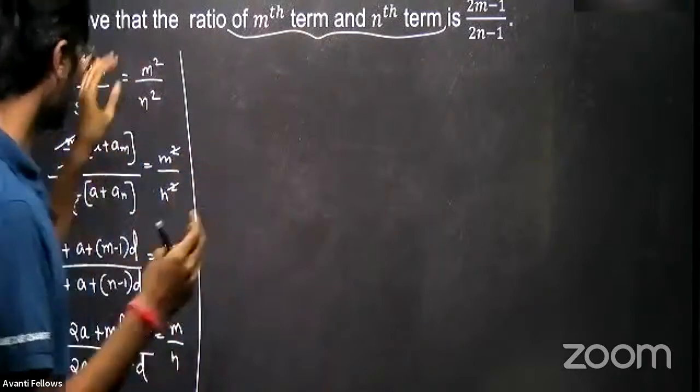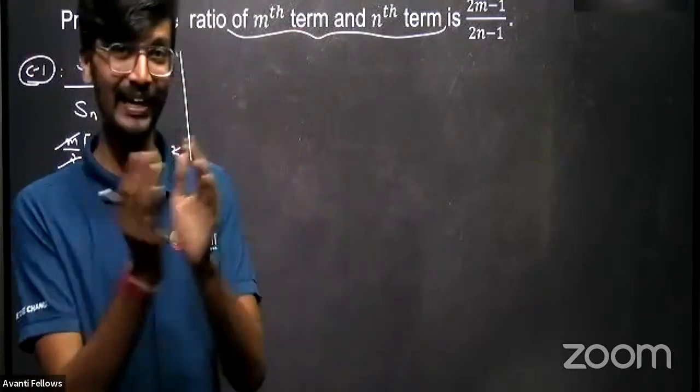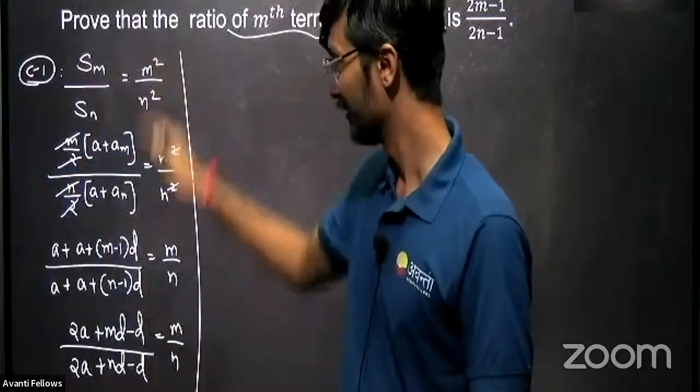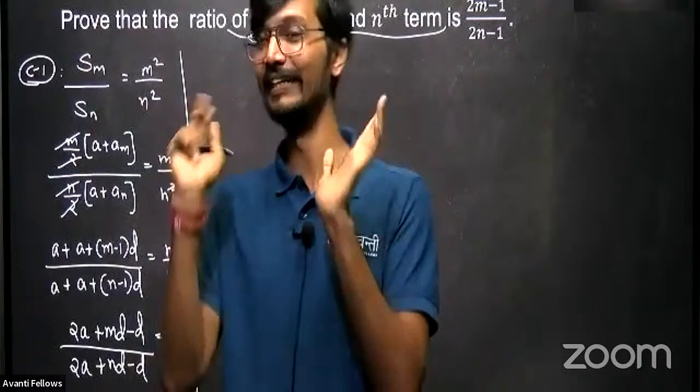Many people don't know what they are going to get after solving this. So that means they are diverting from the question. So here we know we are fighting for getting the values of A and D.